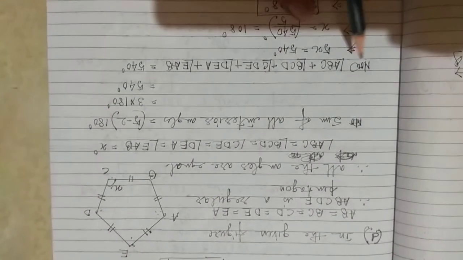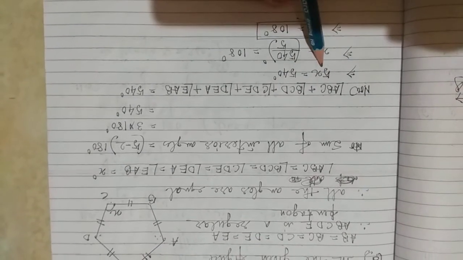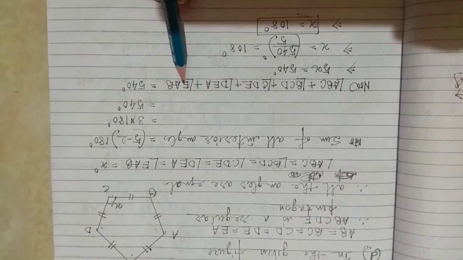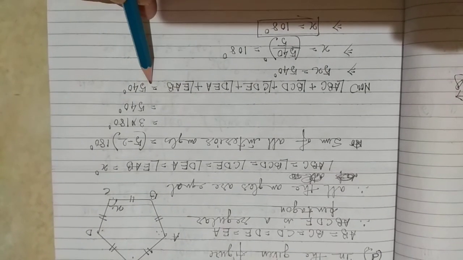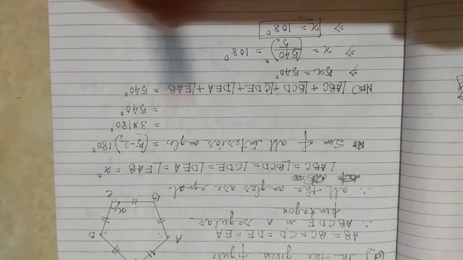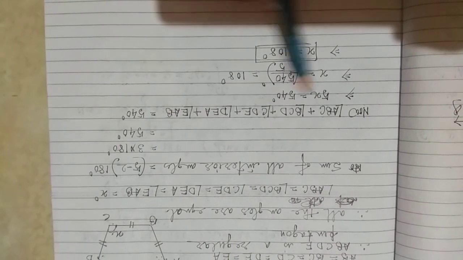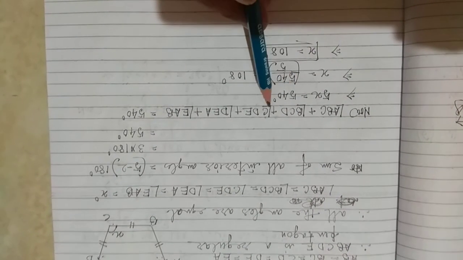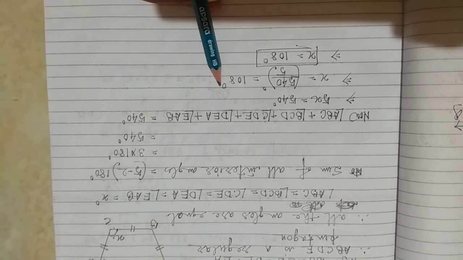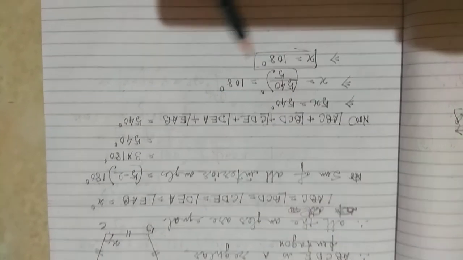Since all the angles are equal, these are all the interior angles, equal to 540 degrees. So x plus x plus x plus x plus x equals 5x equals 540 degrees. So x equals 108 degrees.